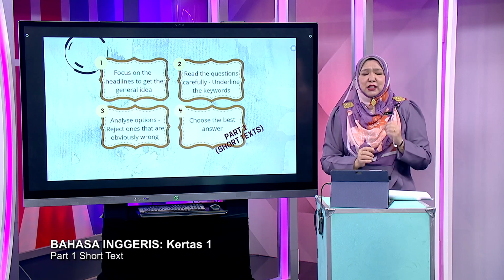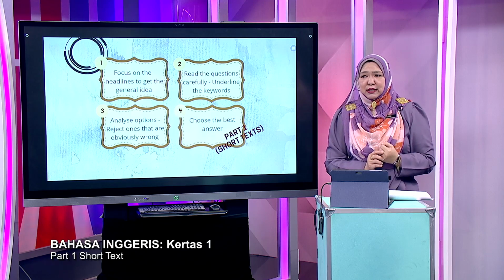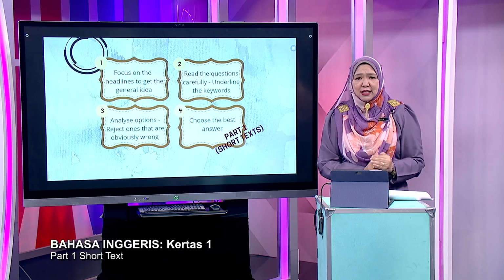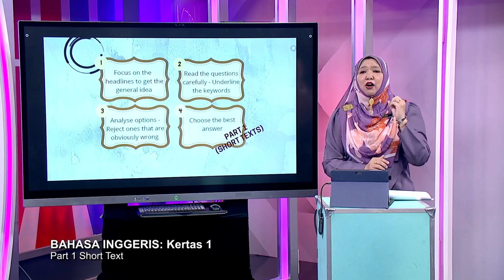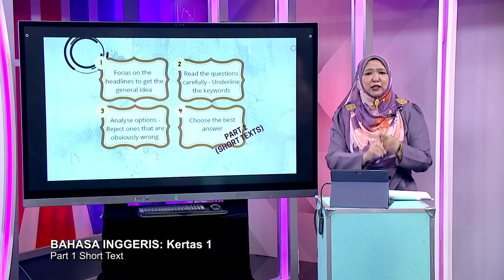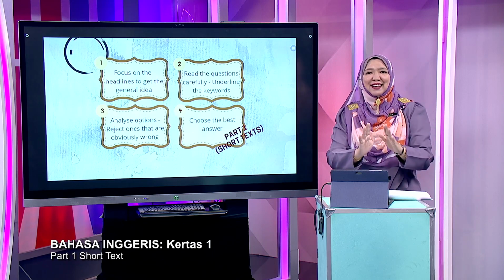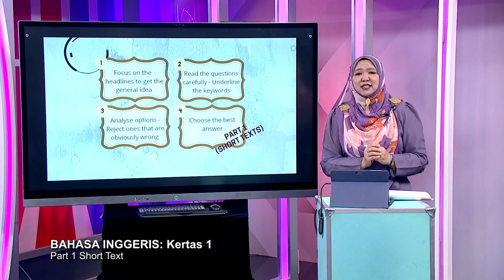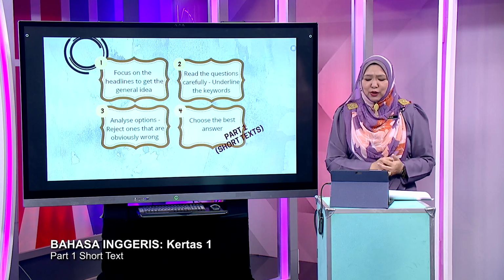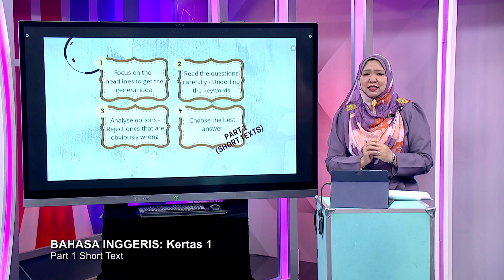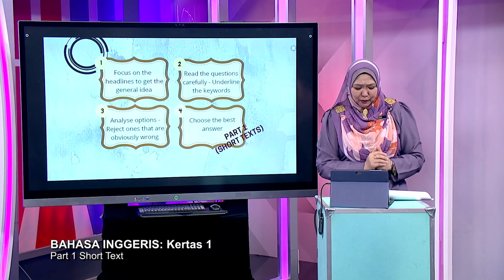Next, you have to analyze the options given. Like I told you before, we have 3 options. So analyze the options and reject the ones that are obviously wrong, meaning that you are 100% sure that it is wrong. Cross out the options that are wrong, then you will get your best answer. So that is how you are going to do it for Part 1. These are the tips and techniques for Part 1.